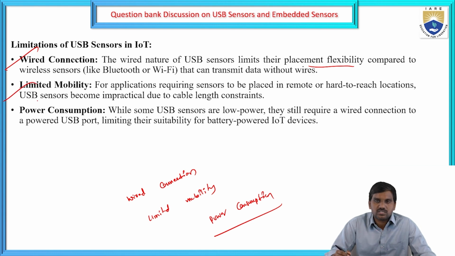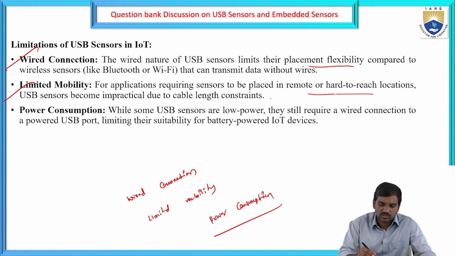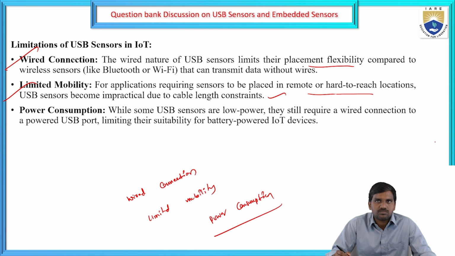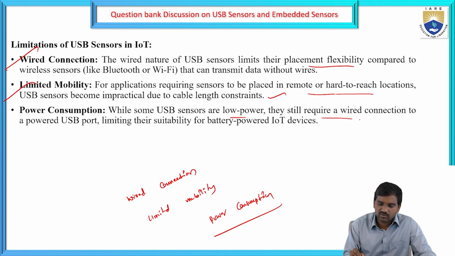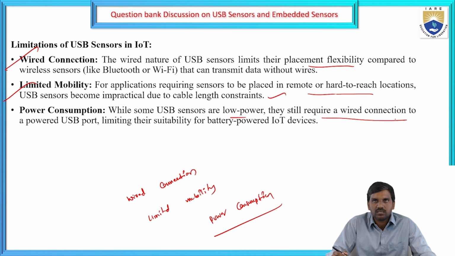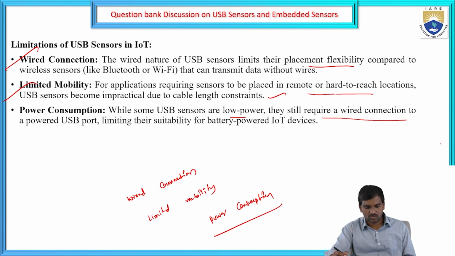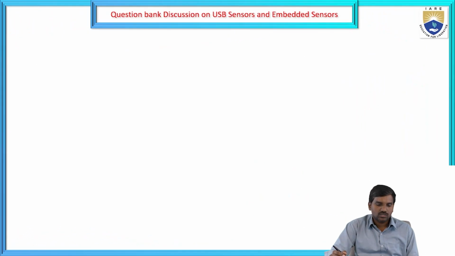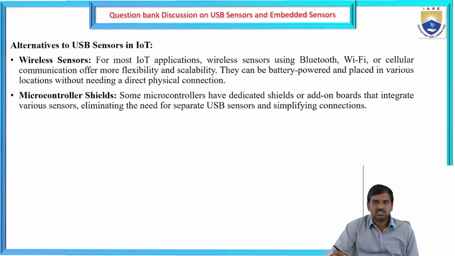For applications requiring sensors to be placed in remote or hard to reach locations, USB sensors become impractical due to cable length constraints and power consumption. While some USB sensors are low power, they still require a wire connection to power via USB, which limits their suitability for low battery power IoT devices. So these are some limitations, and now the alternatives to USB sensors in IoT.